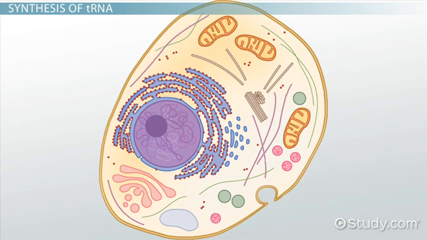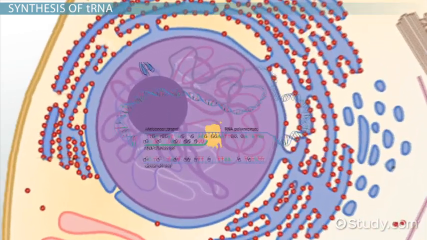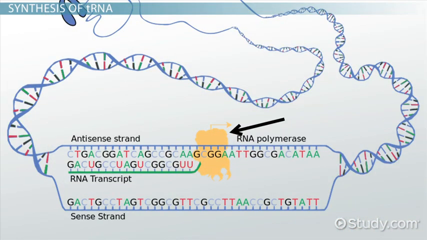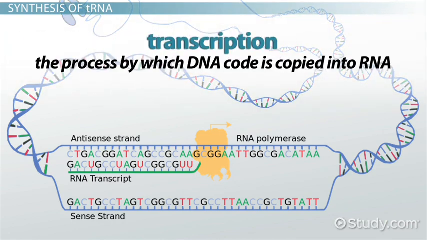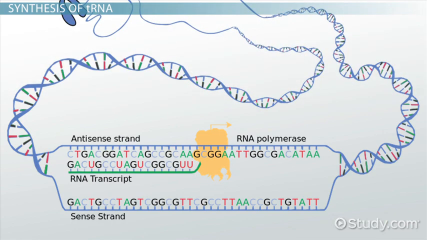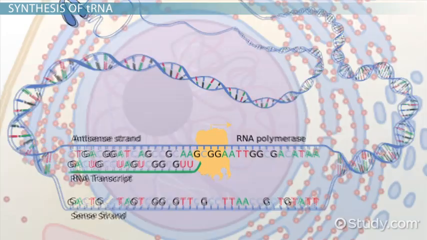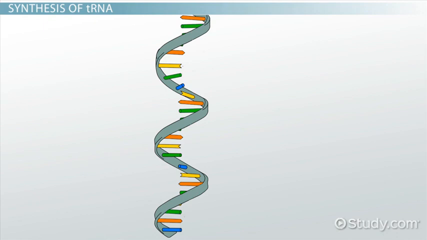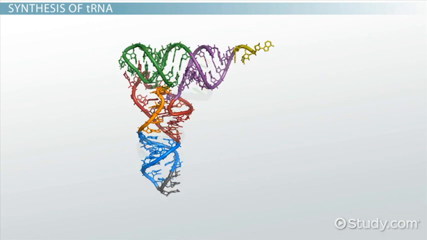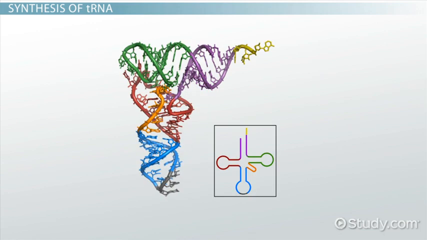In eukaryotic cells, tRNA are made by a special protein that reads the DNA code and makes an RNA copy, or pre-tRNA. This process is called transcription, and for making tRNA, it's done by RNA polymerase III. Pre-tRNA are processed once they leave the nucleus. First, some nucleotides are cut off, and then the remaining 73 to 94 nucleotide long string is folded into the shape you see in this image.